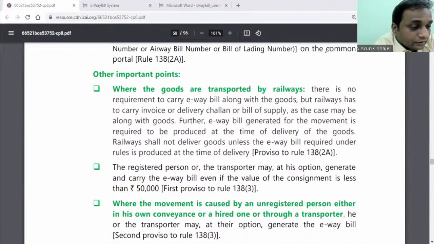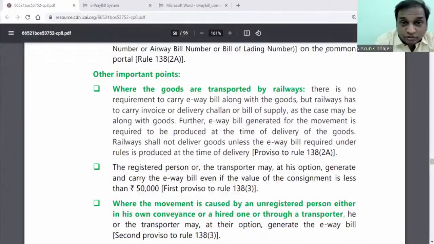The location of the supplier and the location of the recipient is not relevant. What is important is from where the goods are being started and to where they are being delivered. So dispatch from and dispatch to will be relevant. It can be the same or it can be different. So the starting location would be the supplier location.